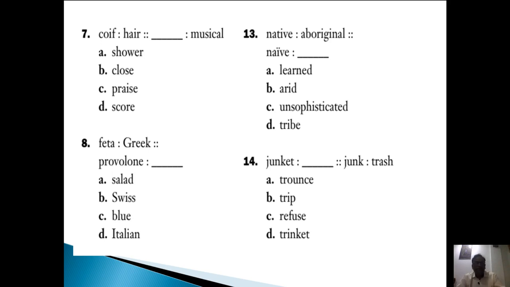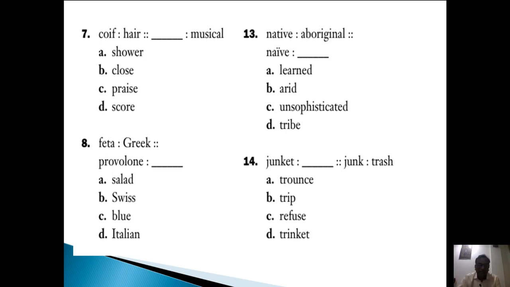Next, native equal to aboriginal and naive equal to what? Native is a synonym for aboriginal and naive is a synonym for unsophisticated. Naive synonym is unsophisticated.